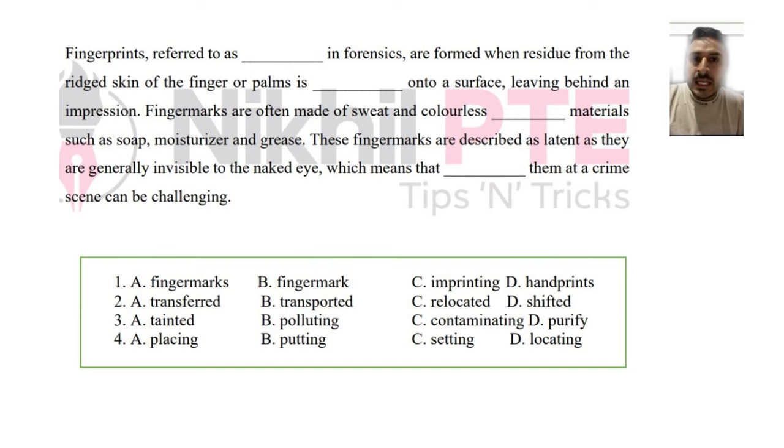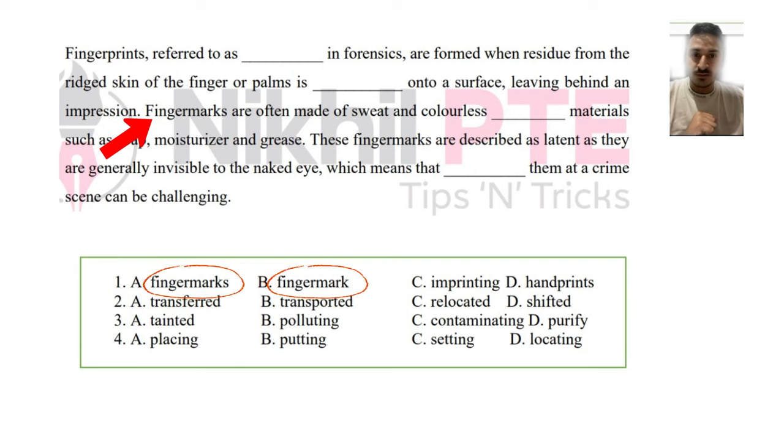So in the third line, you can see finger marks are often made of sweat. Now moving to the first blank, we have four options: finger marks, finger mark, imprinting, handprints. Clearly in the question, we are reading finger marks in the third line. Chances are very high that option is available. So in this case, we have two options: finger marks or finger mark.